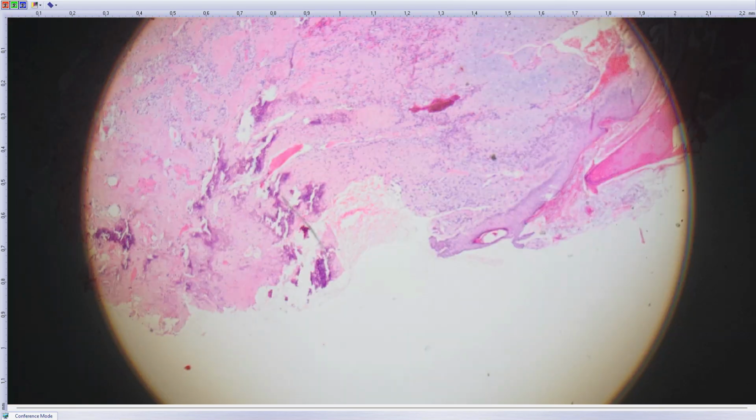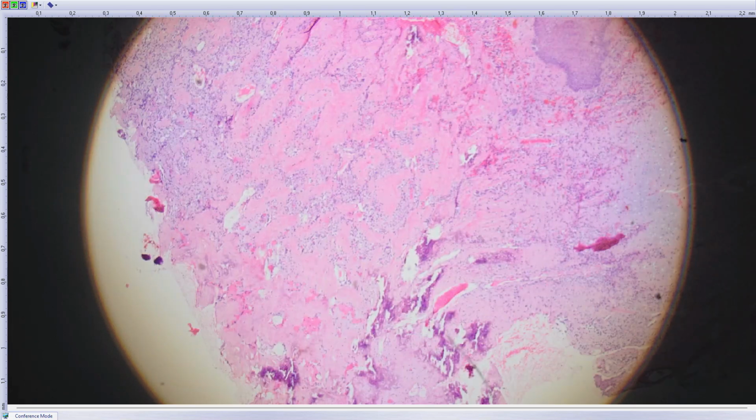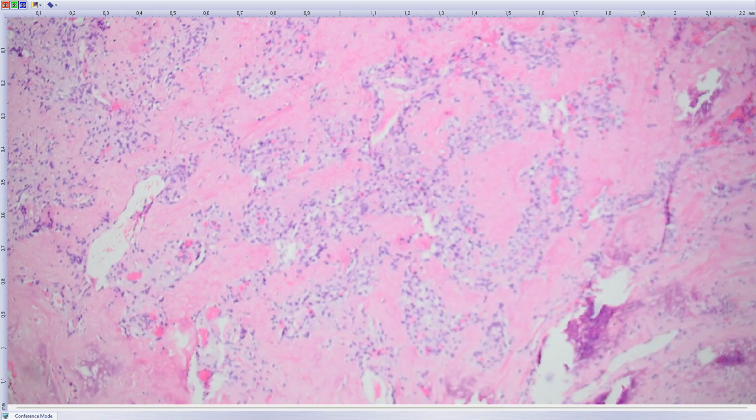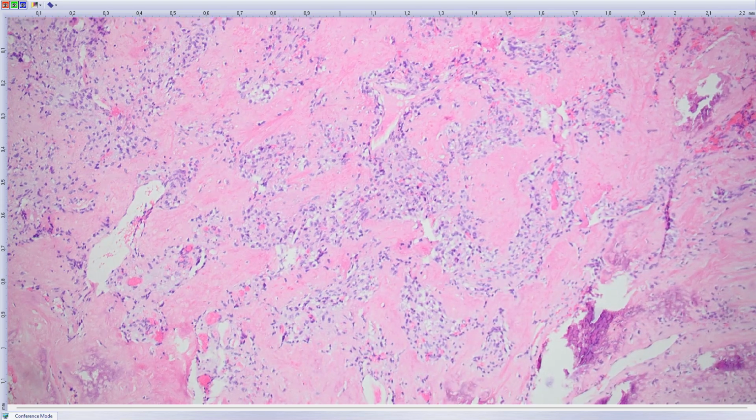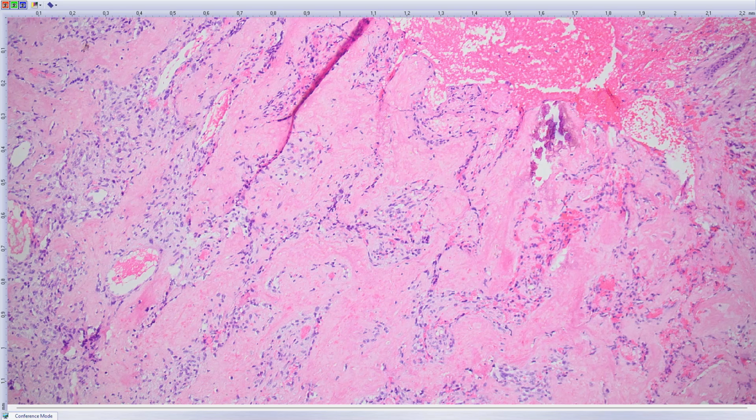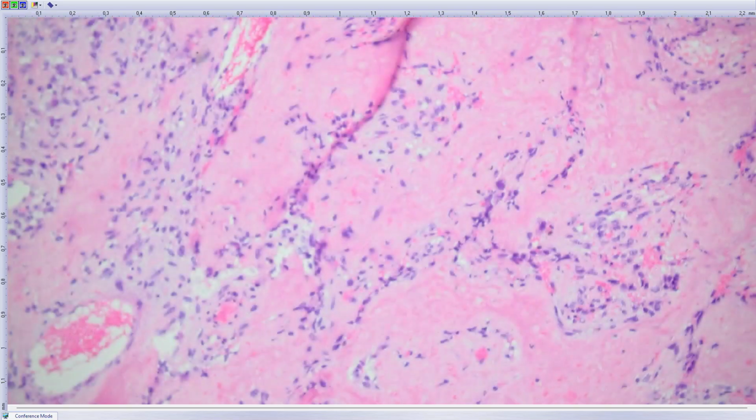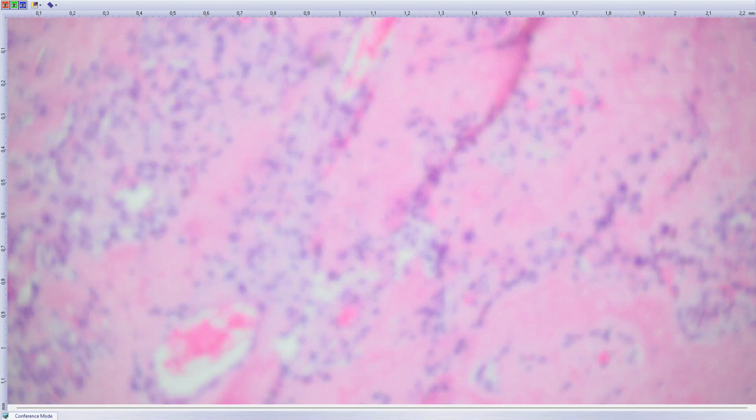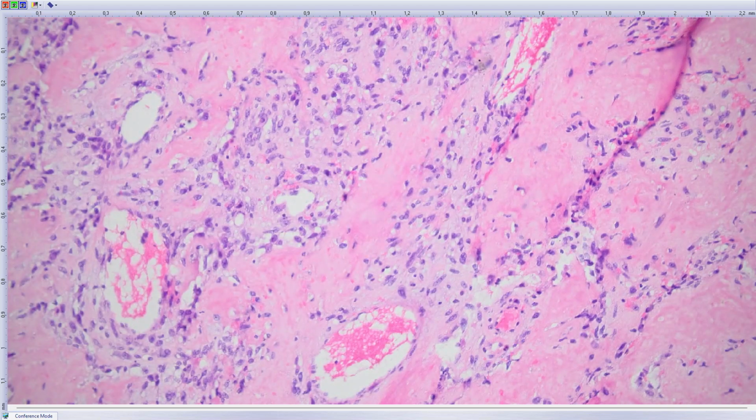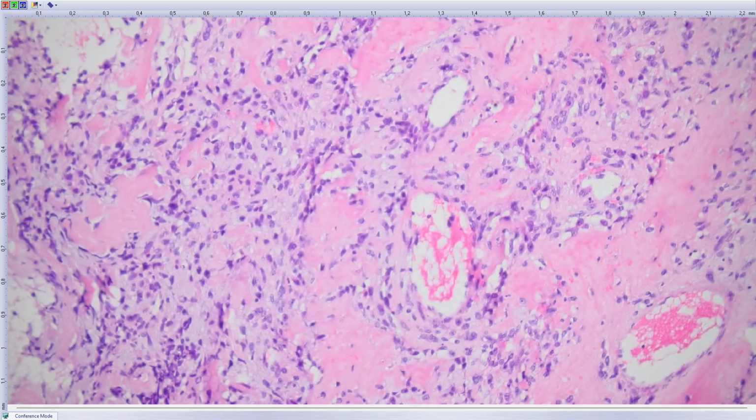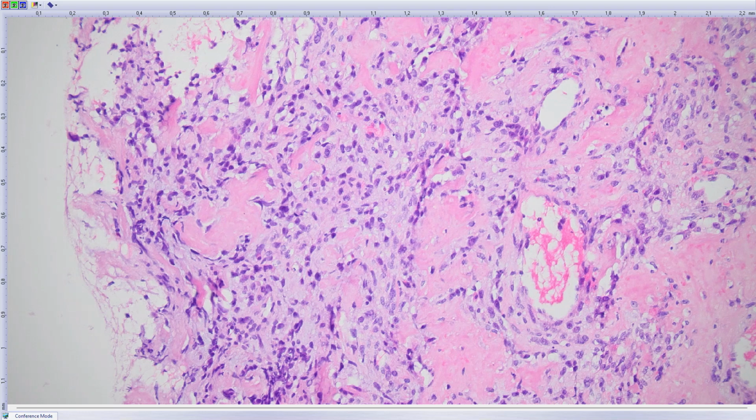And in another block, we start seeing this pinkish stuff here. So it's osteoid present there. Again, these cells surrounding these osteoid are quite atypical looking.